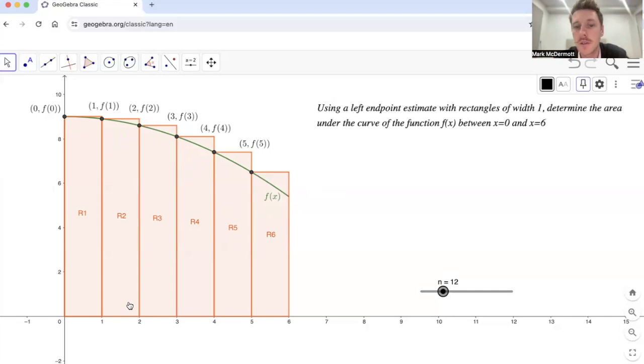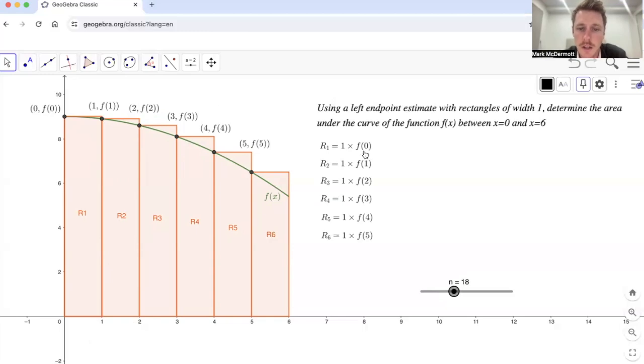Well, we obviously know how to compute the area of a rectangle. It's just length times width. So rectangle 1 has an area, hopefully you would agree, of 1 by f of 0. And then rectangle 2, again, has a width of 1, but has a height of f of 1. And then similarly, rectangle 3, 1 by f of 2, 4, 5, and finally rectangle 6 has that height.